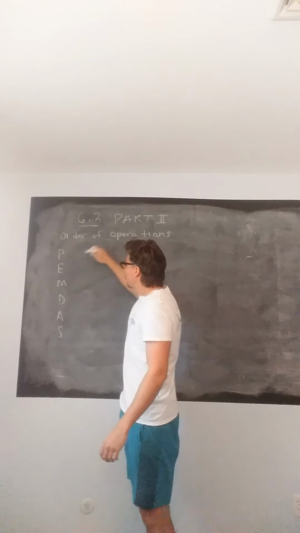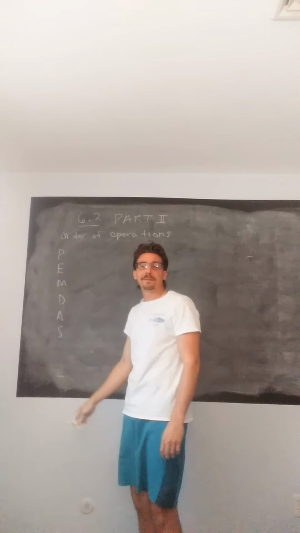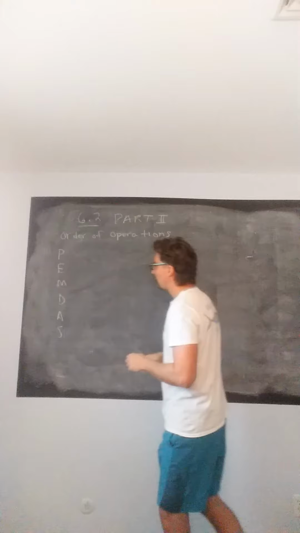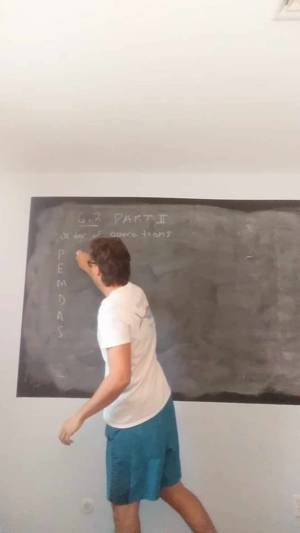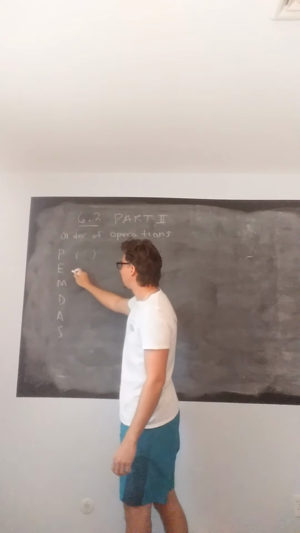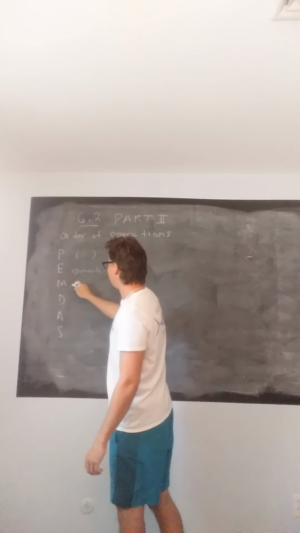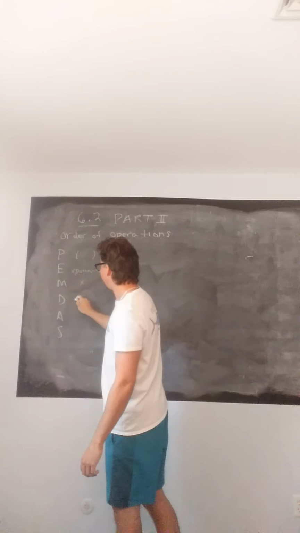When you do order of operations, you're dealing with a scheme where you have multiple operations occurring in one given problem. So the P usually stands for parentheses. This is your exponents. M is for multiplying, D is for dividing, A is for adding, and S is for subtracting.